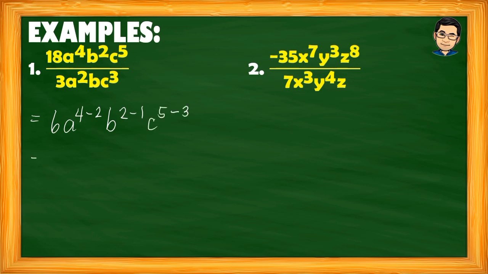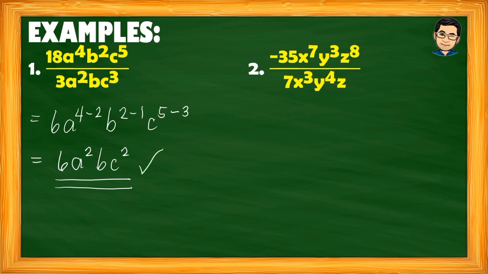And then, pag subtract lang po natin, 6 tapos a raised to 4 minus 2, that is 2. B, so 2 minus 1, that is 1, so b lang siya. And then c raised to 5 minus 3, so that is 2, so c squared. So our final answer will be 6a squared bc squared.